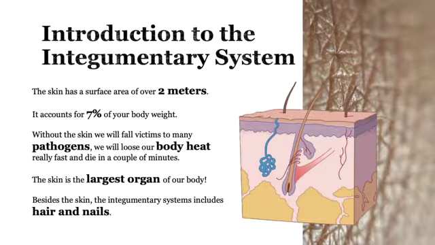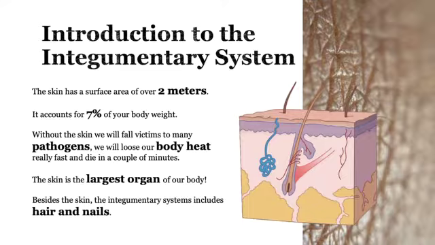So let's begin with a little introduction on the integumentary system. The skin is the largest organ of the body. It has a surface area of over 2 meters, being this a very, very big organ. It accounts for about 7% of your body weight, and the skin serves this major function of protecting the inside of your body. Without the skin, we would fall victim to pathogens, we would automatically lose our body heat, and we probably would die within a couple of minutes.